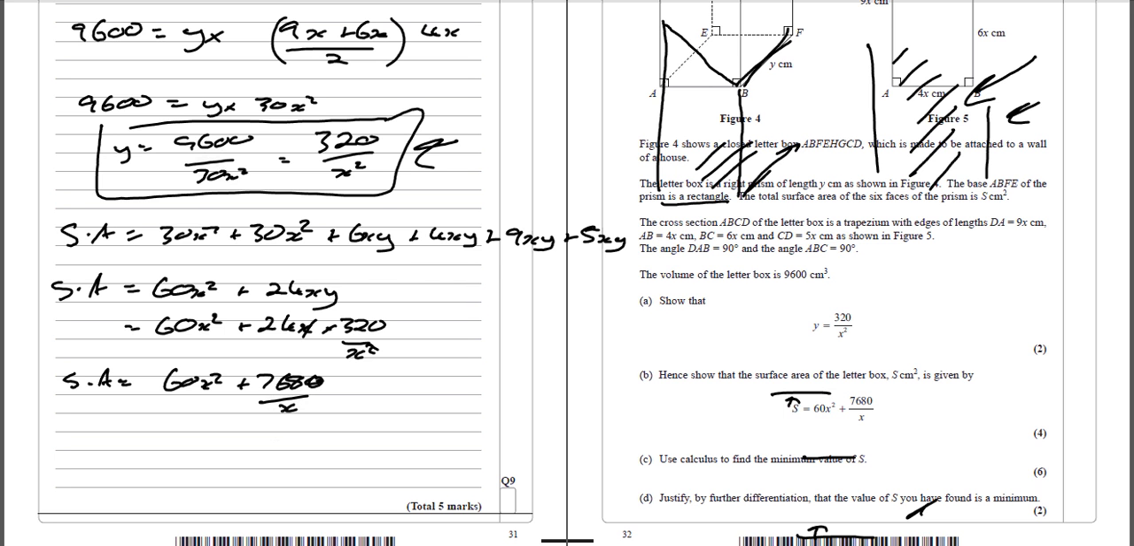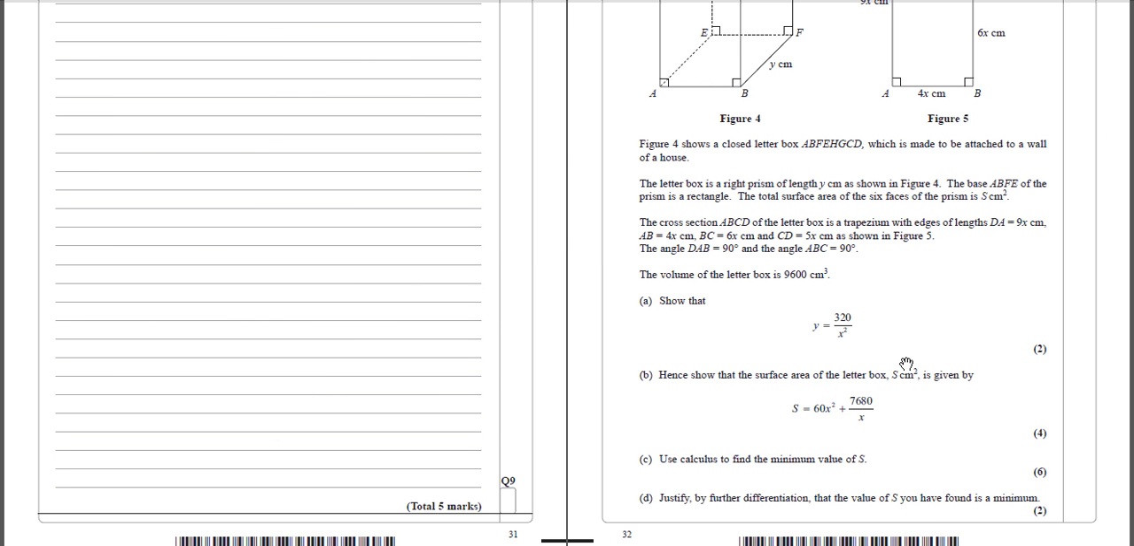Nonetheless, we can get the answer. Next one: use calculus to find the minimum value of s. Again, it's the same question. So if this question comes up, there should be no excuse, especially if you've watched this video. It's the same thing over and over again. And that's the whole thing with the revision of maths. If you've seen these questions one, two, three times, seen it a fourth time, you should be golden for the marks.